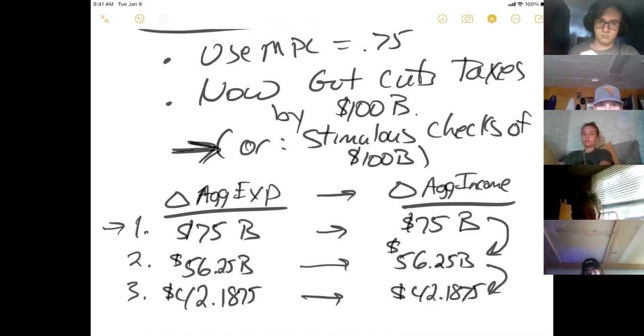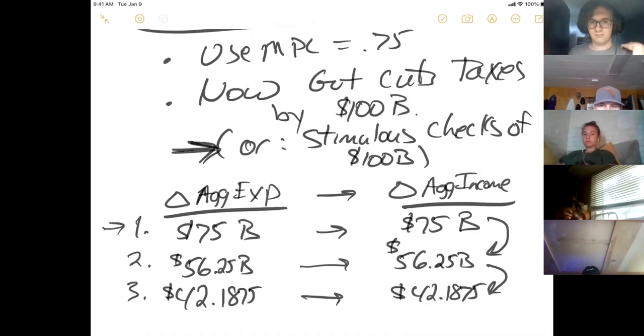Look at round one. What was the change in expenditure in round one? Yeah, as Sunny says, notice here that the first round of expenditure was only $75 billion. Why? You gave people a stimulus check, but they did not spend every cent of it. They saved some of it.